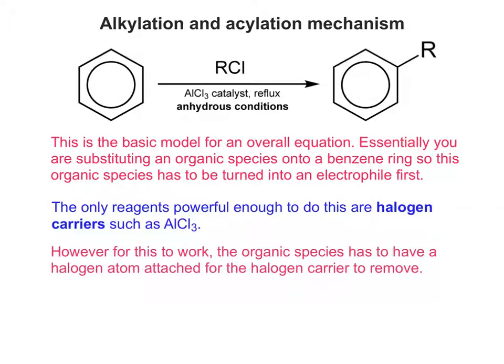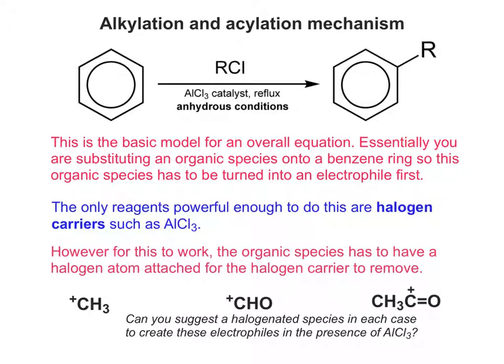But there's a slight problem. The organic species has to be halogenated so that it has a halogen atom for the halogen carrier to remove, otherwise nothing will happen. So here's a little challenge for you. Can you suggest a halogenated species in each case that will create these electrophiles in the presence of AlCl3?